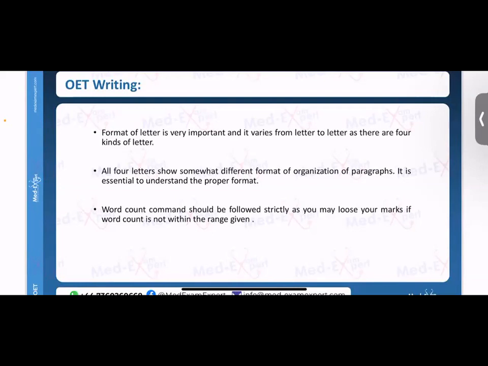In OET, there are other kinds of letter as well, and you have to be very careful about the format of the letter, because all of the 4 letters follow different formats. And if you don't know what you have to write in all of these 4 letters, and you don't have any guidance from a proper mentor, a proper academy, a proper course, then how can you write any of the letters? All 4 letters show somewhat different formats of organization of paragraphs. It is essential to understand the proper format.